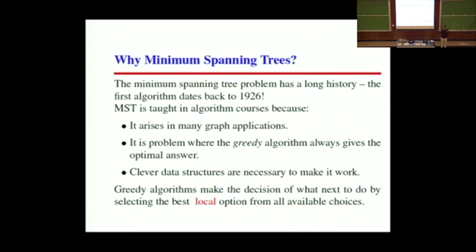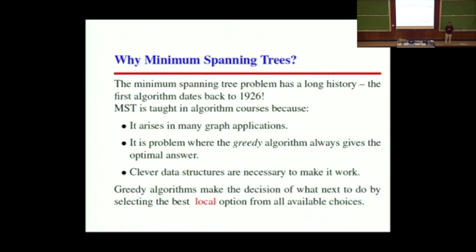So it's important to me that you know why you're doing these things, not just the names of the algorithms. Why is it that we care about minimum spanning trees? Because it's less obvious, frankly, than many of the other problems we will see in here, okay? You have to believe me that there are many problems on graphs related to this.